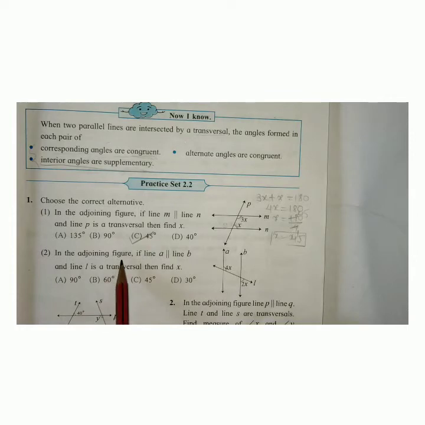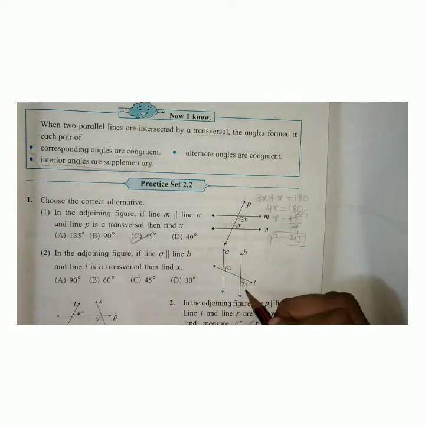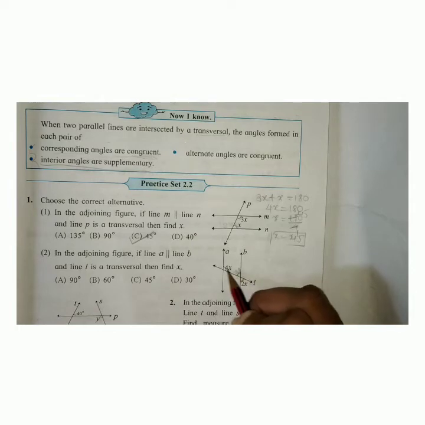Next, example number 2. In the adjoining figure, if line a is parallel to line b and line l is a transversal, then find x. Here, these two lines are parallel and line l is the transversal. To find the value of x, the measure of this angle is 2x and this angle is also 2x, because these two angles are vertically opposite angles. Therefore 4x and this 2x are again interior angles, and therefore their sum is 180 degrees because they are supplementary.